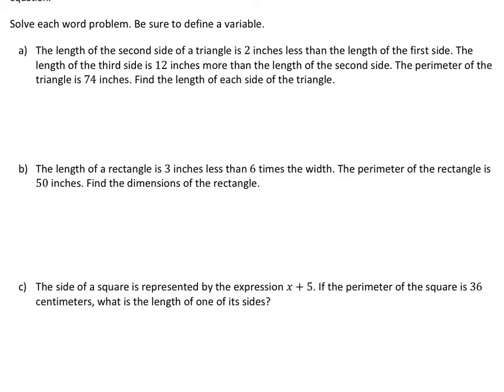The length of the second side of a triangle is 2 inches less than the length of the first side. The length of the third side is 12 inches more than the length of the second side. The perimeter of the triangle is 74 inches. Find the length of each side of the triangle. So we have 3 different sides. Let's go ahead and draw a triangle here.